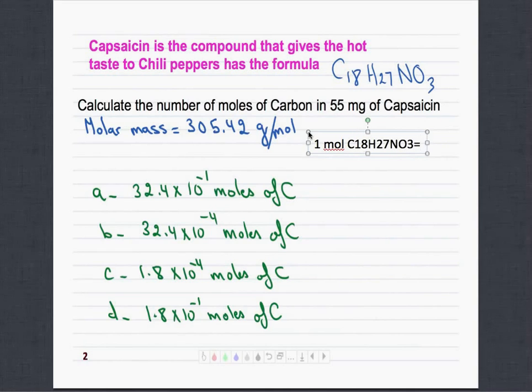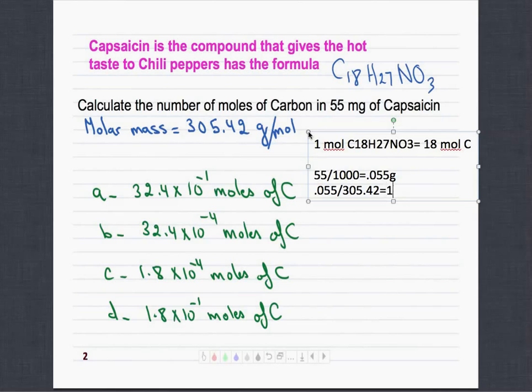So I have 55 milligrams. First I have grams, I want to go to moles, right? To go from grams to moles, we have to divide by the molar mass of the compound. But first, I have it in milligrams. I have to convert from milligrams to grams. So 55 milligrams, and the conversion factor from milligram to gram is 10 to the minus 3 grams over 1 milligram.